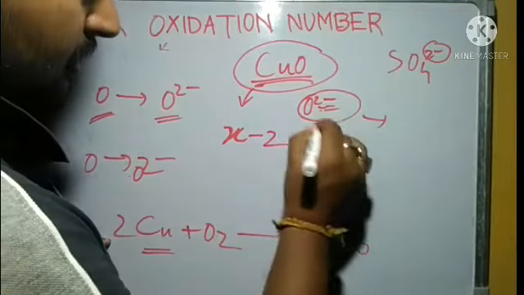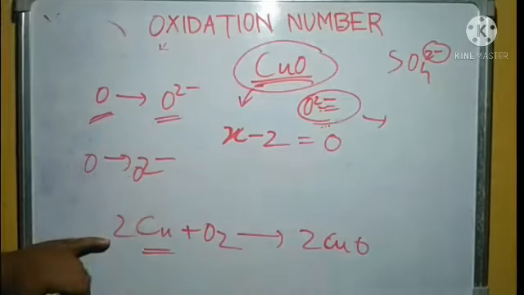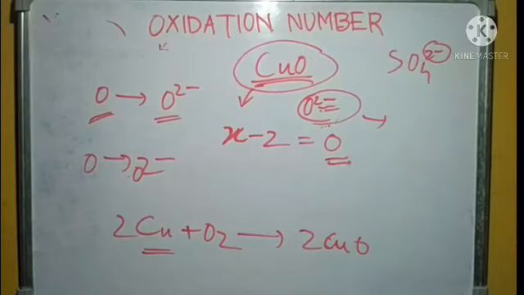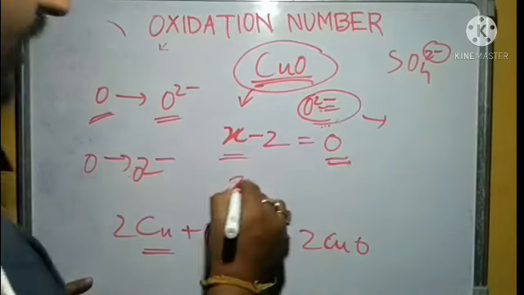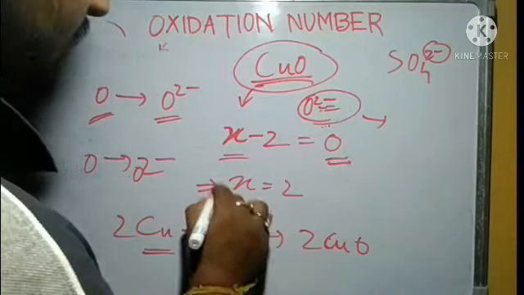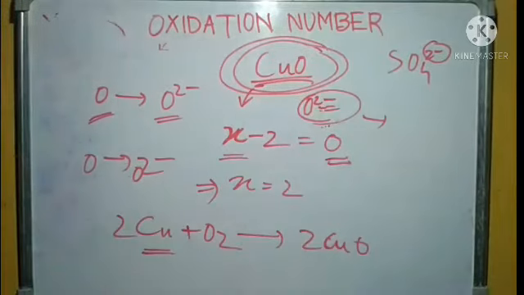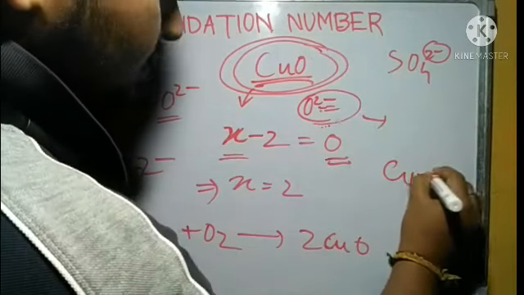But we know that this overall compound is neutral. Neutral means it will have 0 charge. So now from this equation we can find what X is. So X is equal to 2. That means in this compound the overall charge of copper only, of Cu, is 2.